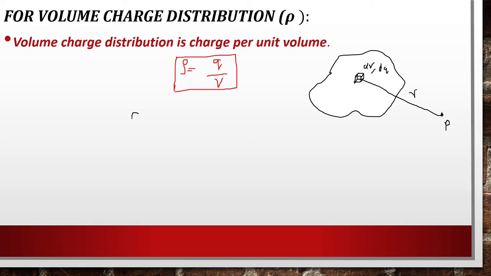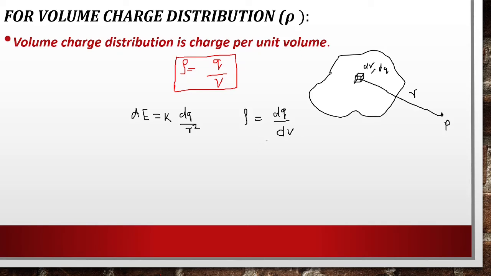So write the equation. dE is equal to, it's simple, right? dE is equal to K dQ by R square. Rho is equal to, the volume charge distribution in the small volume element is charge per unit volume. So here charge is our dQ, dQ by unit volume dV.